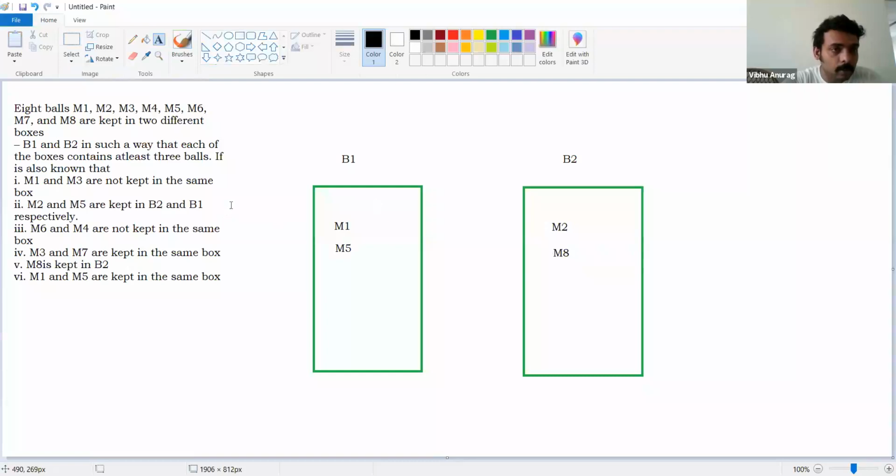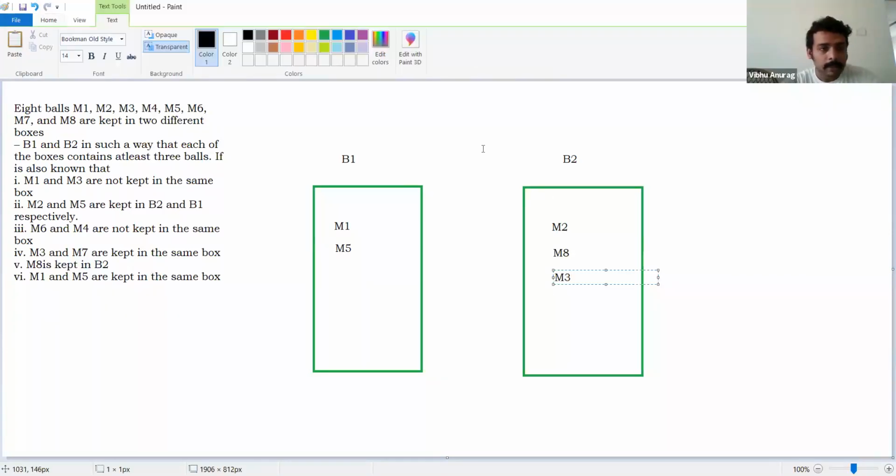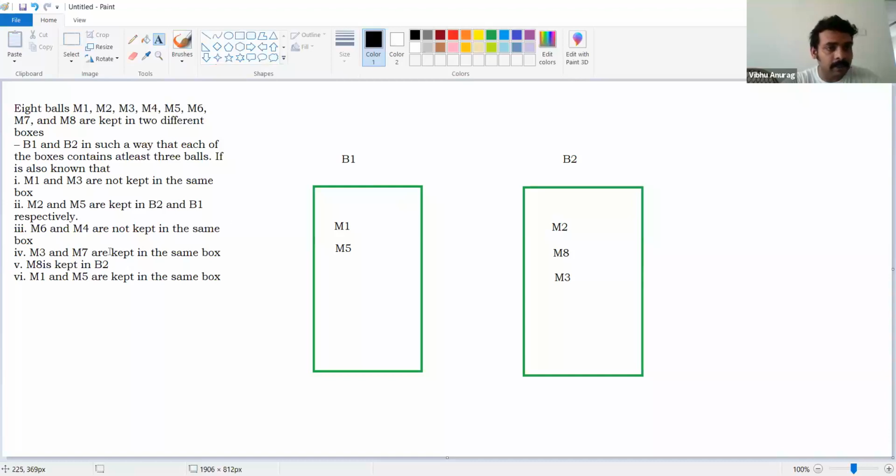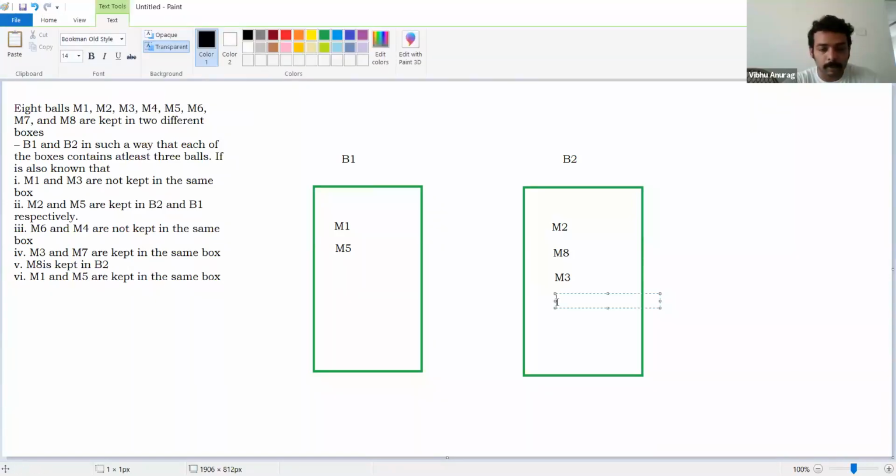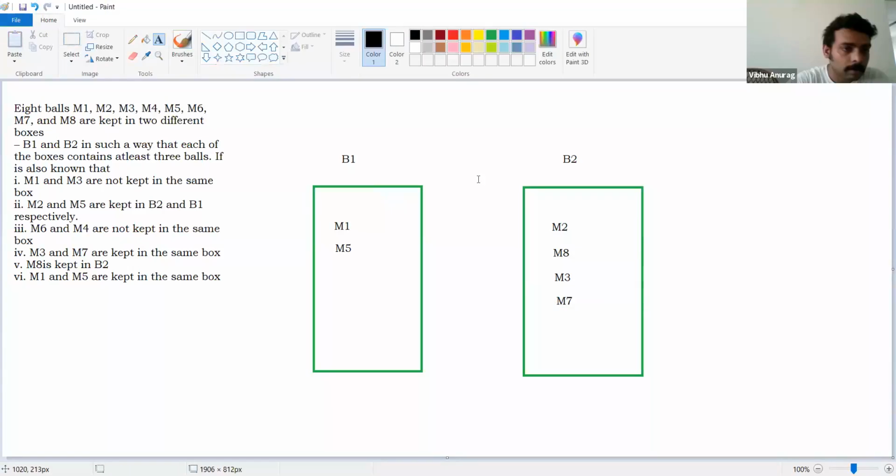And we had another clue that M1 and M3 are not kept in the same box. So M1 is in B1, then M3 will be here. And we know that M3 and M7 are kept in the same box, so M7 will also be here. Do we know anything else? No. We just know that M6 and M4 are not in the same box. So one of the boxes will have M6 and the other will have M4.